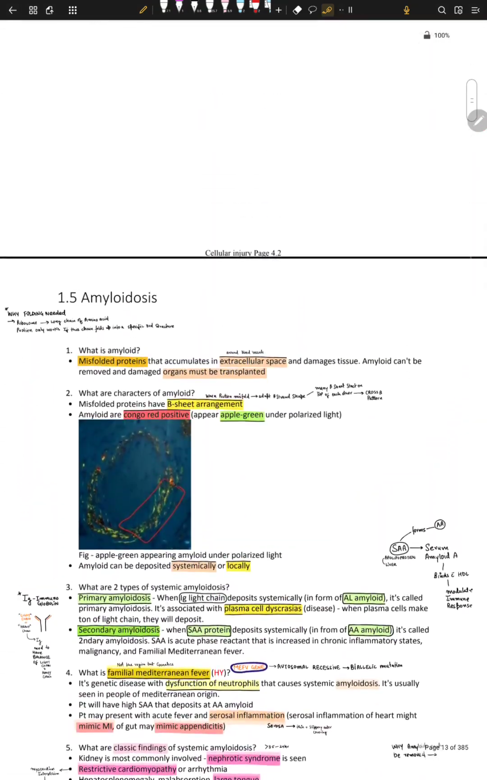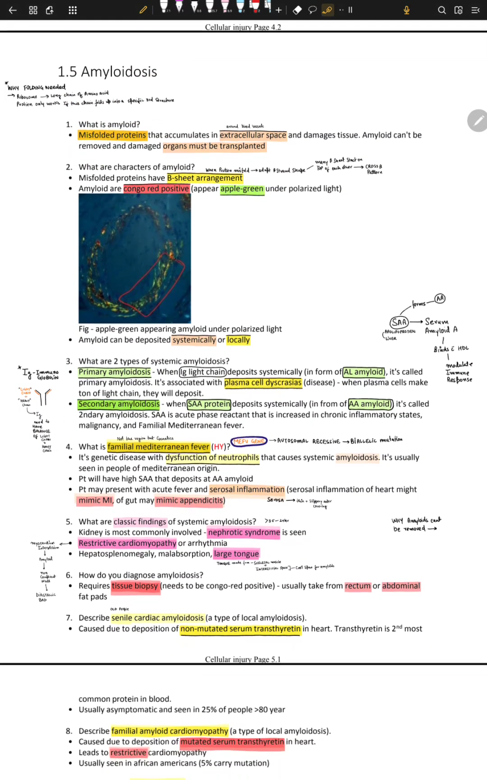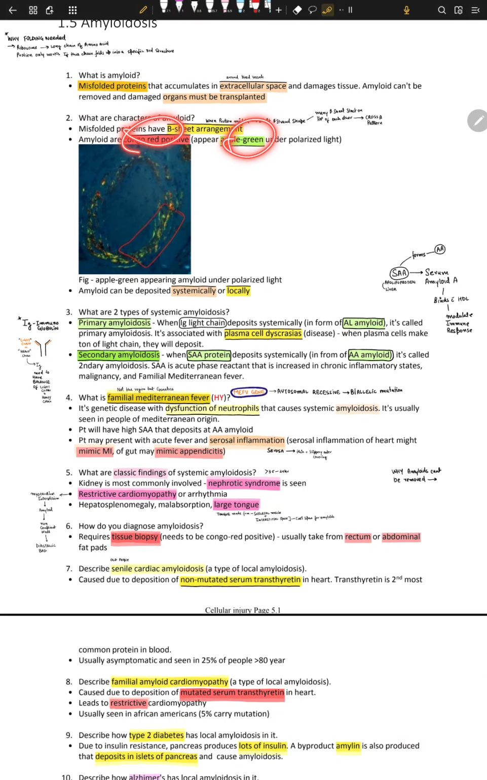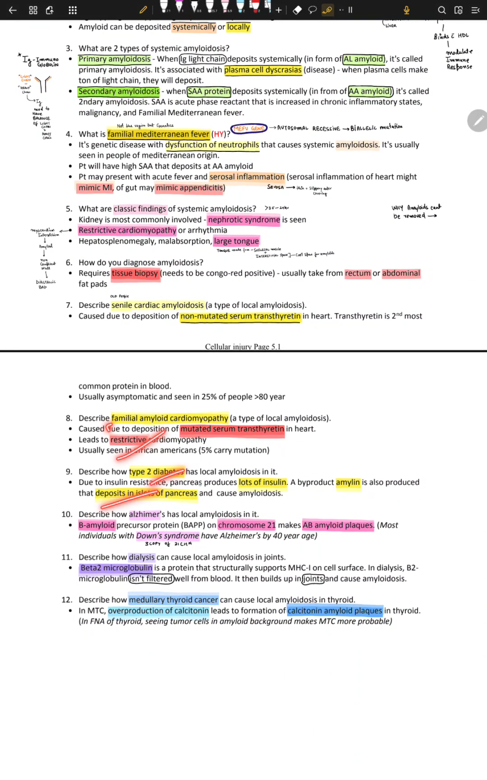Okay, so amyloids, we're done. Amyloids are misfolded proteins. Congo red, apple green birefringence, beta sheet arrangement. Systemic, local, primary amyloidosis, secondary: primary for light chain, secondary for AA, AL, we know this. Restrictive cardiomyopathy. Type 2 diabetes: deposit in the islet of the pancreas, amylin. C-peptide and insulin are secreted together from the beta cells of the pancreas. Okay, done.